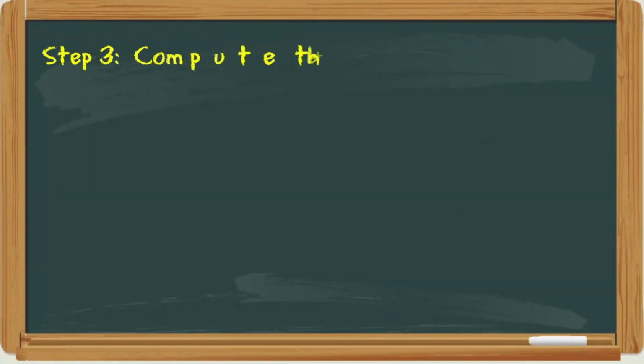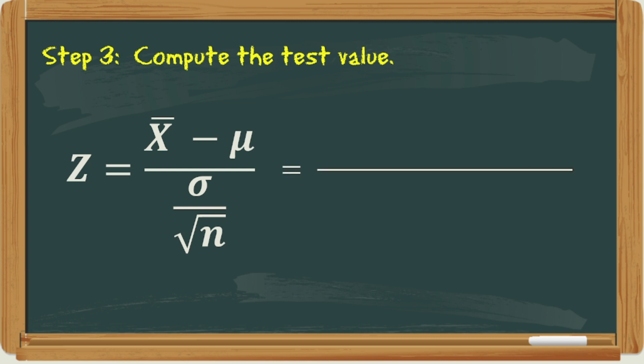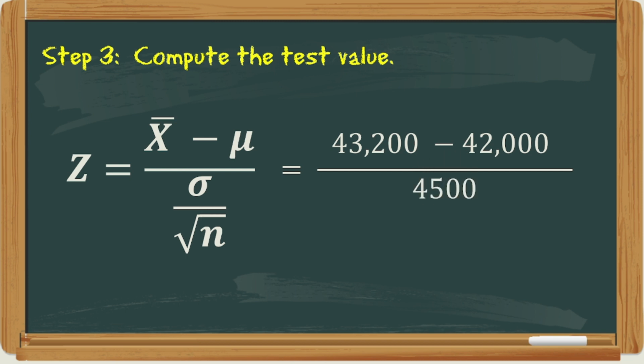After this one, we will now proceed with step number 3. Compute the test value. Using the formula for the test value, we have z equals x bar minus mu all over sigma over square root of n. In the problem, the x bar, or the sample mean, is 43,200 minus the population mean, which is 42,000, all over the sigma, or the standard deviation, which is 4,500, then over square root of n, which is square root of 20. Therefore, computing for the z, we have z equals 1.19.